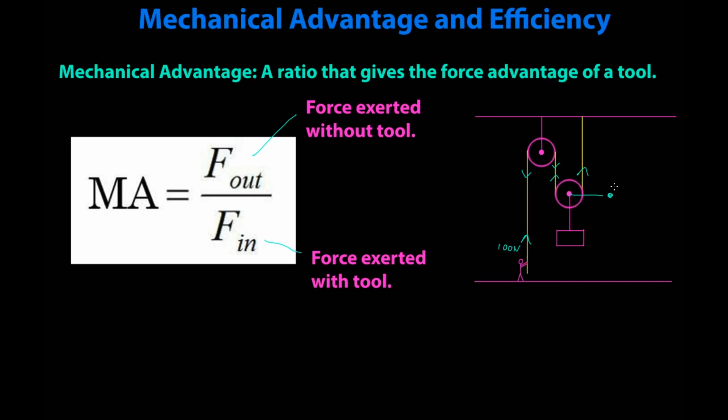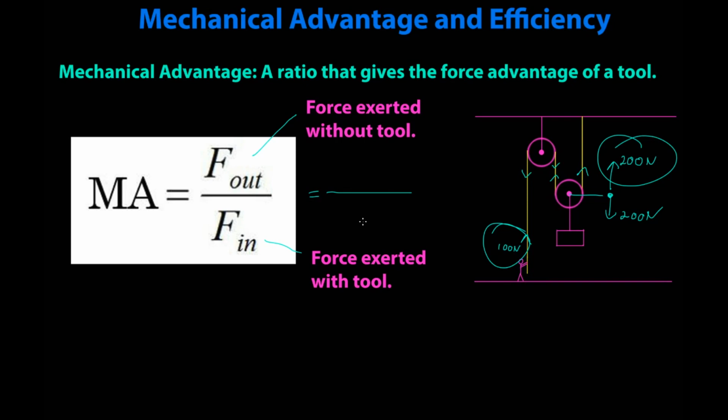That means if I do a force diagram of this pulley, I have 200 newtons upward, and if nothing is moving right now, 200 newtons downward. Now let's pretend this person is using this contraption to lift this item. That means this person is exerting 100 newtons on the rope, and the tool, which is the pulley system, is exerting 200 newtons on the box.